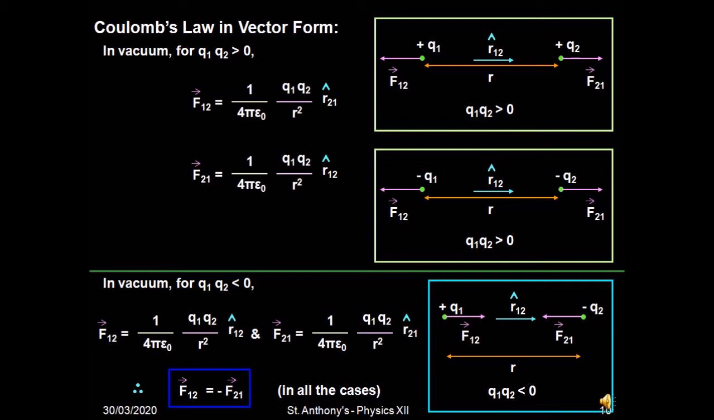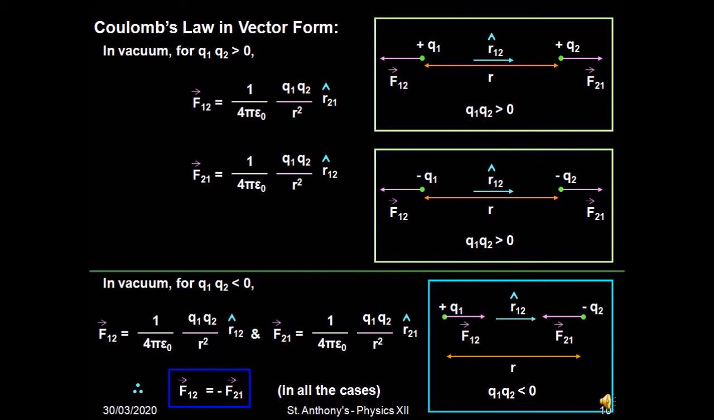So let us write for this first diagram the F12 vector. You see, F12 direction and r21 direction are the same. That's why when we write the F12 vector, the magnitude into r21 cap will come.